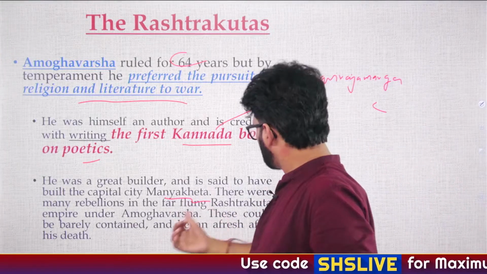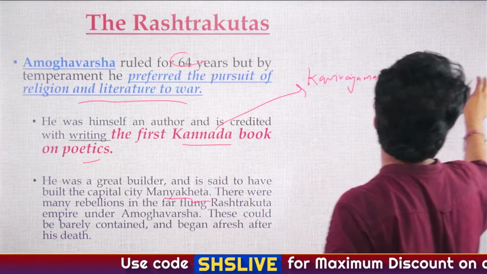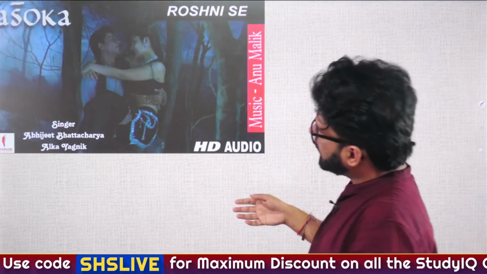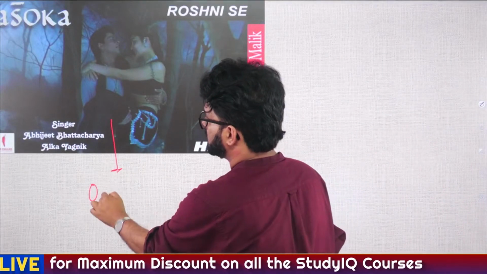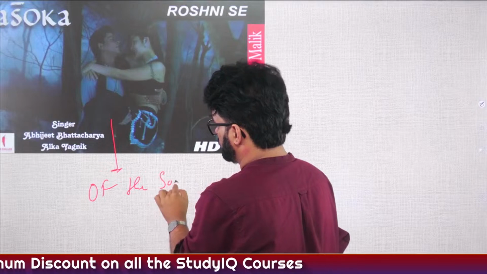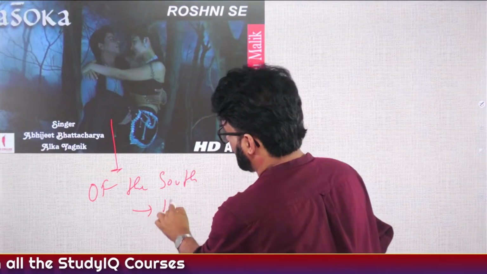Manyakheta, Malkhed. You can have a look at this. We have discussed all these points. So he was the Ashoka of the South. Who? Amoghavarsha.